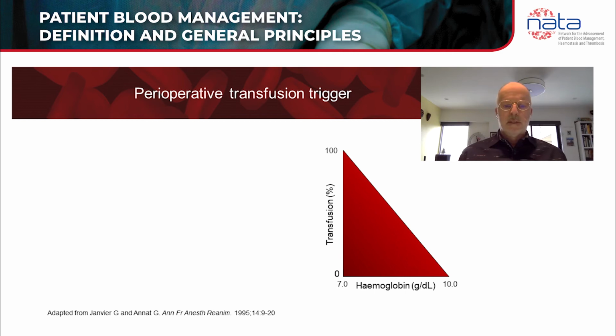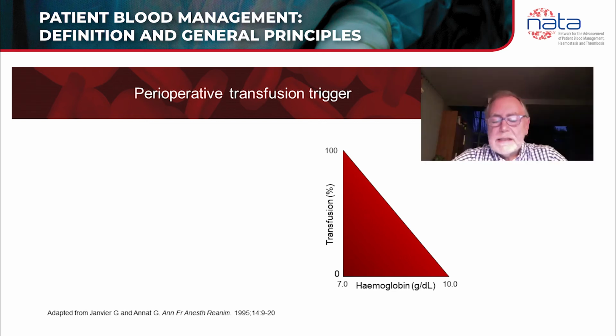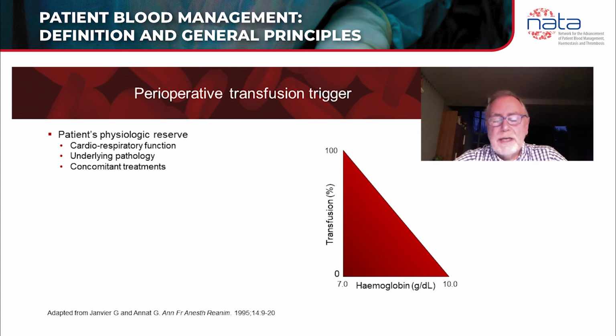On this first slide, could you describe the factors that will lead the clinician to transfuse or to withhold transfusion? Yes, I think we have to take into account 3 kinds of factors. The first relates to the patient's physiologic reserve, which include the cardiorespiratory function of the patient, taking into account its underlying pathology and the possible concomitant treatments.